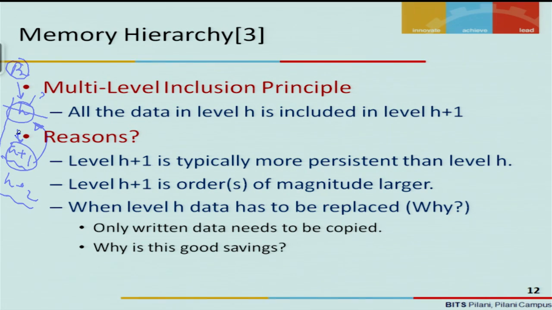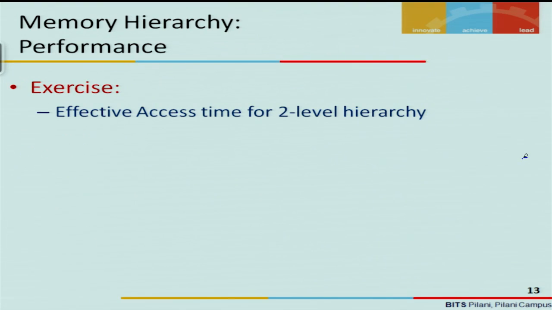So this can be a good saving in that case. Now if you just quickly look at that, the effective access time for the two level memory hierarchy. Suppose I have two levels, one is H and the other is H plus 1, and the access time for H is TH, and for the H plus 1 level the access time is TH plus 1. If the data is not available in H level memory, then the data is to be accessed from H plus 1.